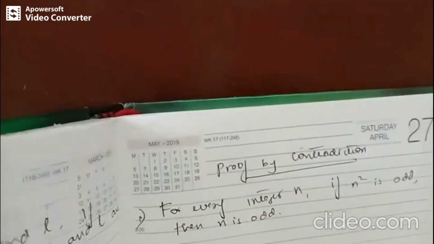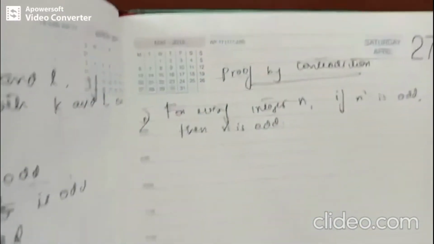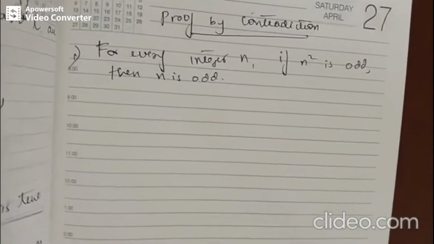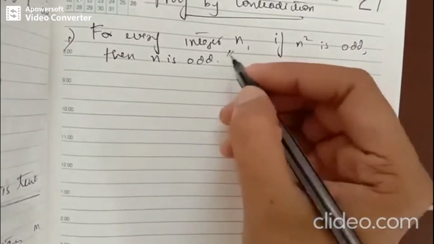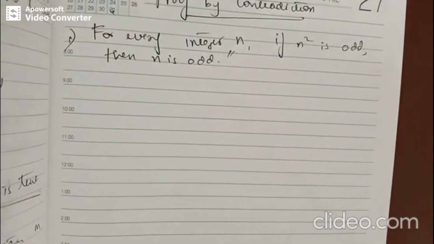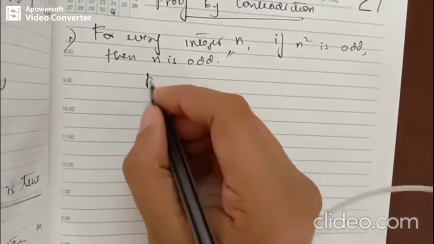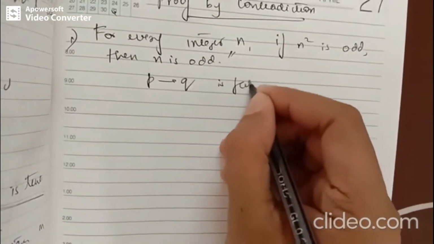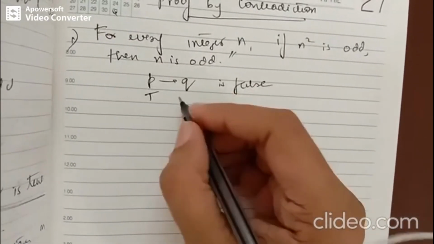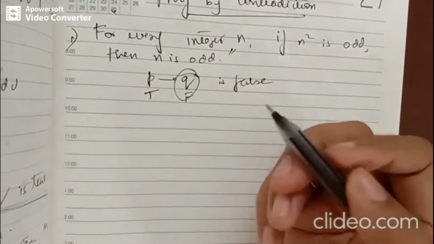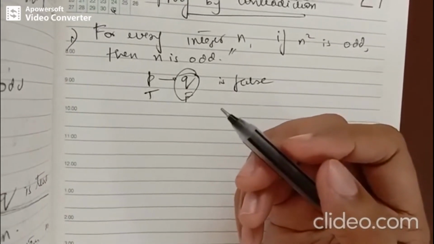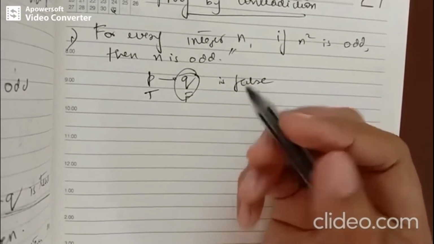So next we'll move to the next kind of proof, that is proof by contradiction. How do we solve this kind of proof? First of all, we will assume that P implies Q is false. That means what will be P? P will be true, Q will be false, right? And we are going to start with assuming that Q is false.